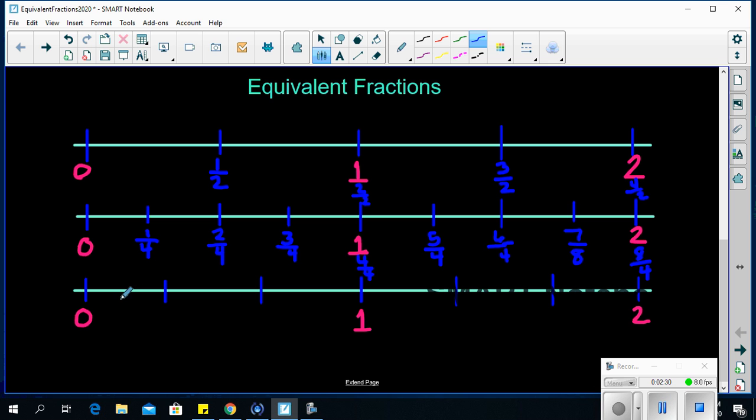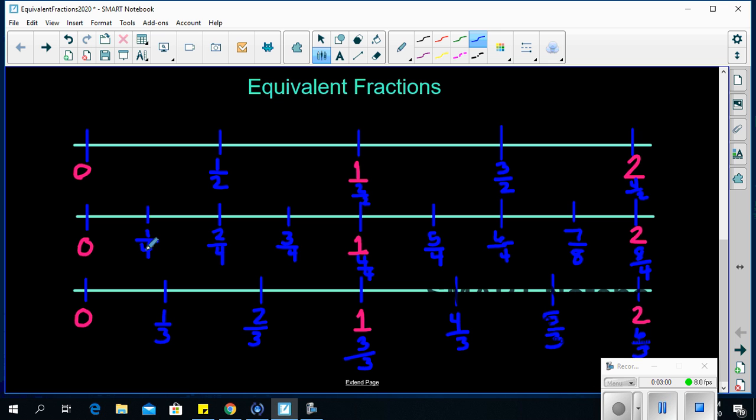And then at the bottom, I'm looking at my number line and I have 1, 2, 3. So it's broken up into 3 parts. So I know that I have 1/3, 2/3, 3/3, 4/3, 5/3, and 6/3.